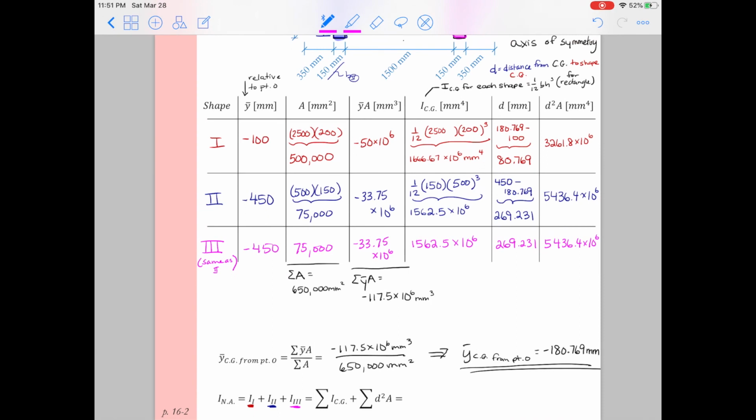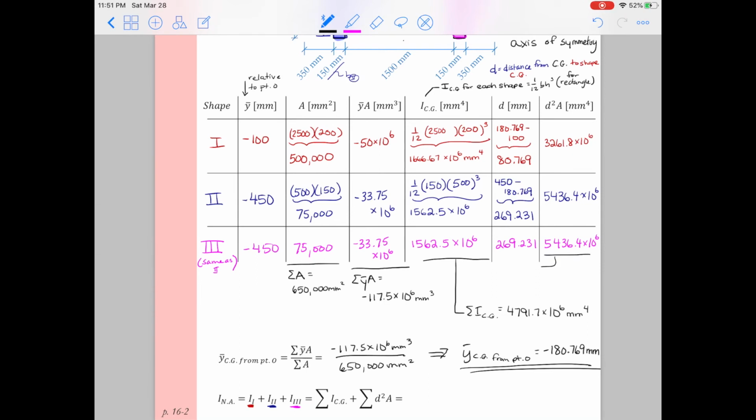Alright, so I'm ready to make my final calculation for I about the neutral axis. I'm going to need all the contribution of the individual members plus all the d squared A terms from our parallel axis theorem. So I'm going to add up the summation of I about the center of gravity, and I'm just adding this column together, and that will give us 4,791.7 times 10 to the 6 millimeters to the 4th.